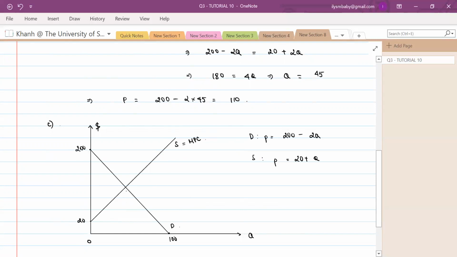Okay, so the original equilibrium is just here, where the firm is producing 60 units of output, and the price in the market is 80.